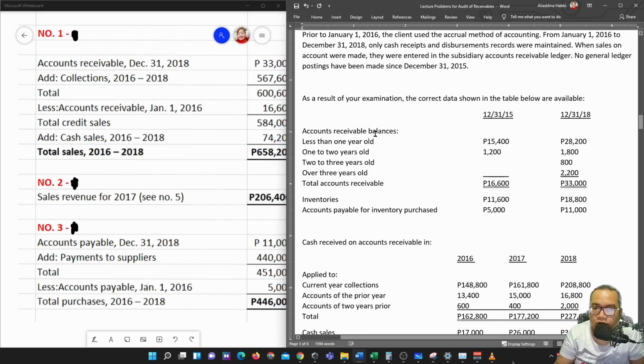So as you can see, accounts receivable balances less than 1 year old, you can infer that this is from the year 2015. 1 to 2 years old, so this is from the last year, 2014. 2 to 3 years old, over 3 years old, wala. So, total accounts receivable as of the ending period, December 31, 2015, tandaan yung mga dates, 16,600.